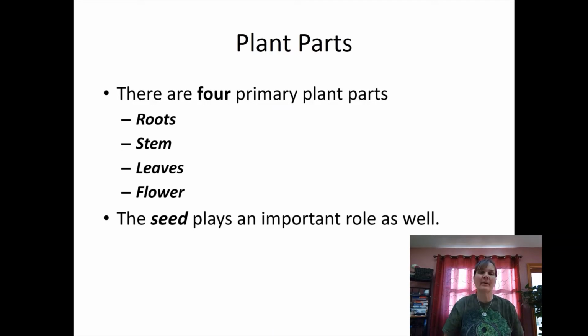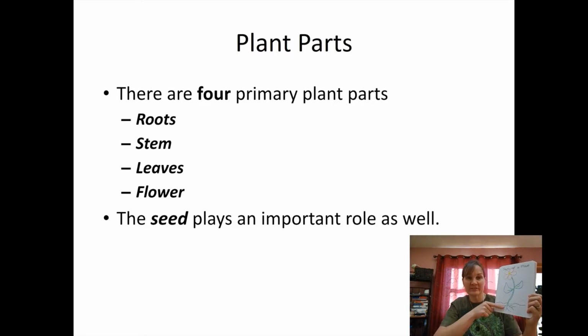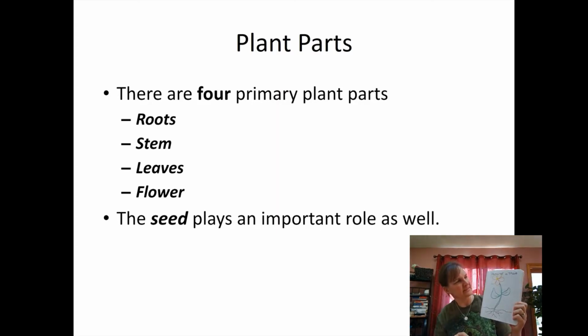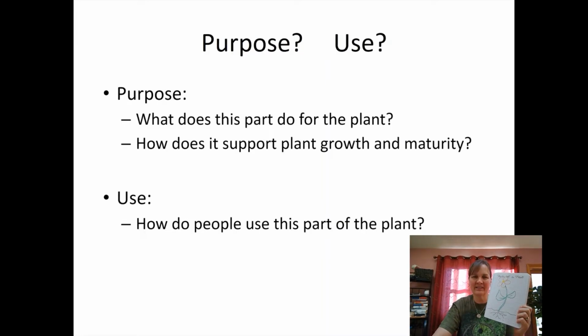So there are 4 main or primary plant parts. And I'll show you again as we look at the picture. Roots, so you'll notice I'm going to start at the bottom. Roots, stem, leaves, and flower. Another part we'll mention are the seeds, because they play an important role as well, but we don't see the seeds here. They become a little addition afterwards. We'll continue to explain. So purpose and use.